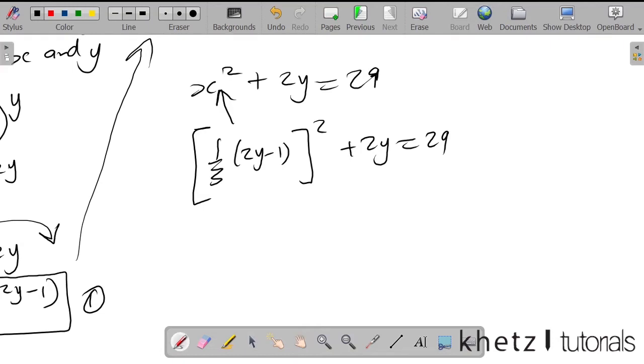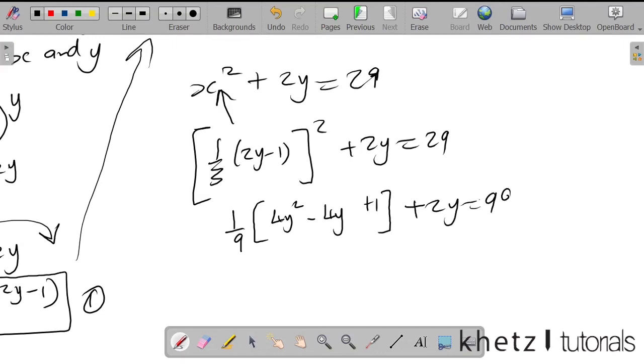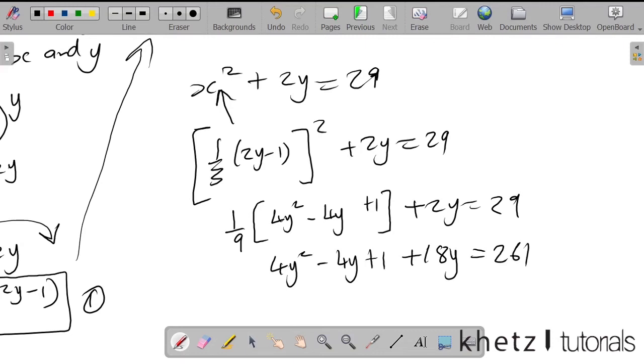So now we have 1/9, multiplied by the square of this 2y, which is going to be 4y squared, subtract 4y, and then plus 1, right? That is just the square, which you're going to have. Then plus 2y is equal to 29. So basically, we're just going to multiply through and see what we can do by that. So you're going to multiply through by 9, and you're going to get 4y squared, subtract 4y, plus 1, then plus 18y is equal to 261.